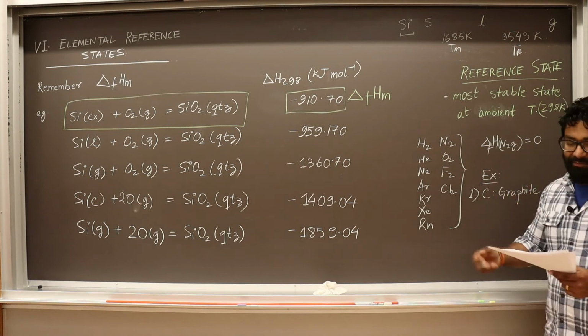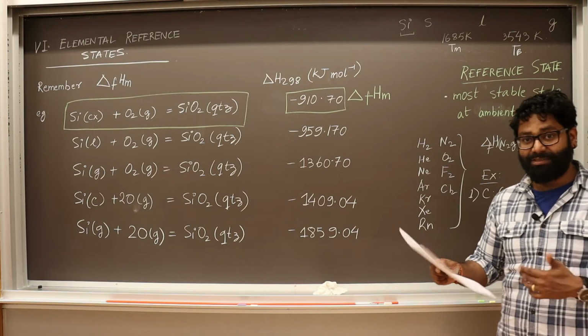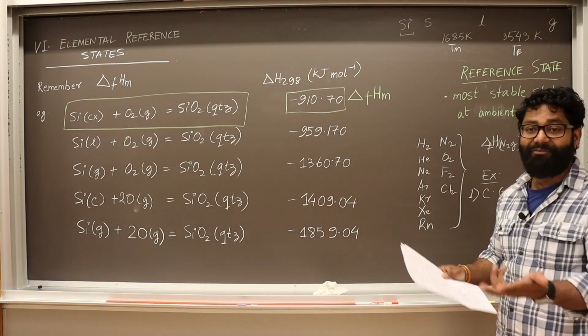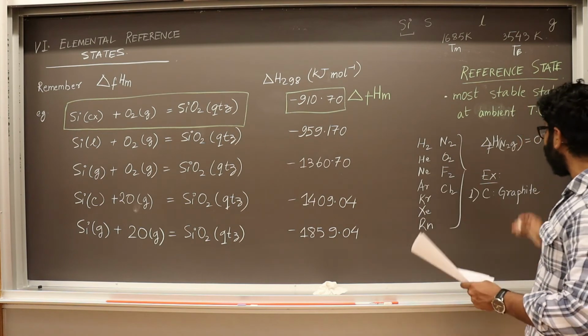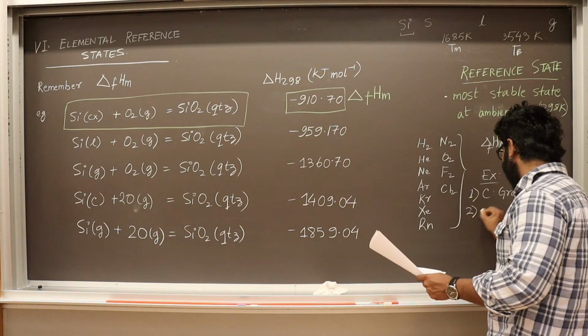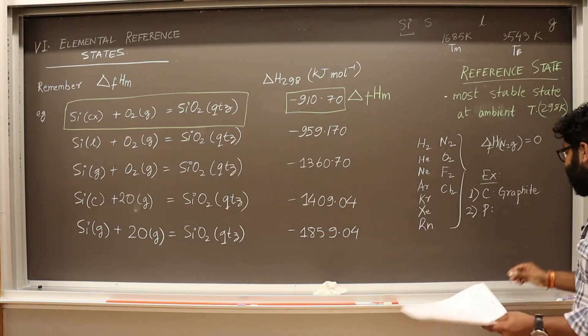So I'll make another part of this lecture in which I'll be discussing the different exceptions and how we understand them, why these exceptions were made. But for now, just understand the elemental reference state for carbon is graphite. For phosphorus, there can be 2. Now, there is the confusion.